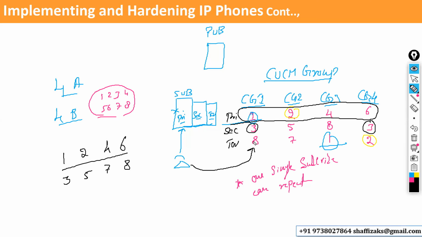Which are those active servers? In the CUCM group, whichever server is acting as the primary server, that server is an active server. Out of 8, there is no condition, any server you can make an active or a backup. Got it? So this is how CUCM group redundancy and everything works. Clear? Any doubts? Any questions?